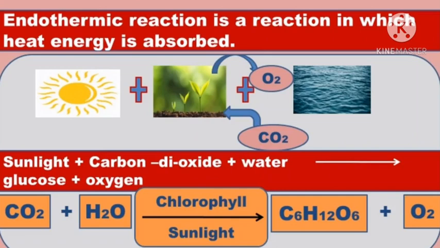Photosynthesis is one of the very important endothermic reactions in which plants use chlorophyll and react with water and carbon dioxide present in the atmosphere to produce their own food. Thus, we can define an endothermic reaction as a reaction in which heat energy is absorbed.